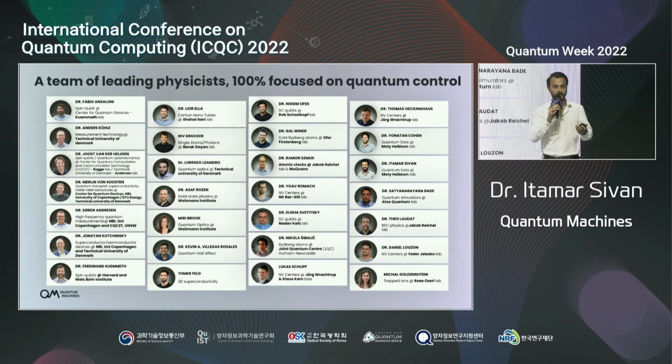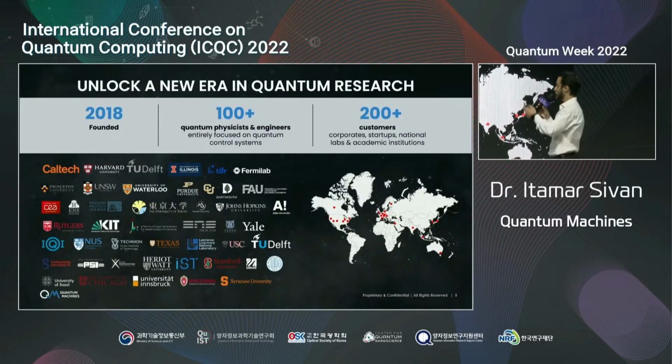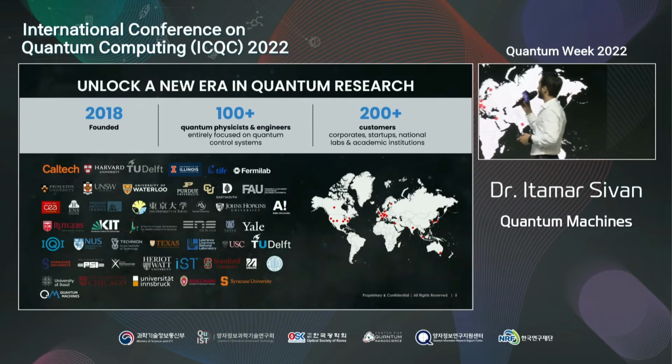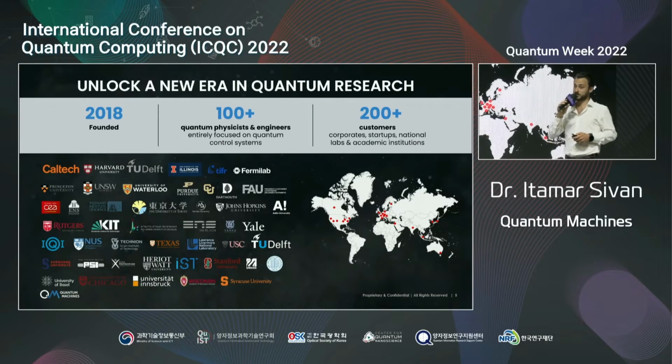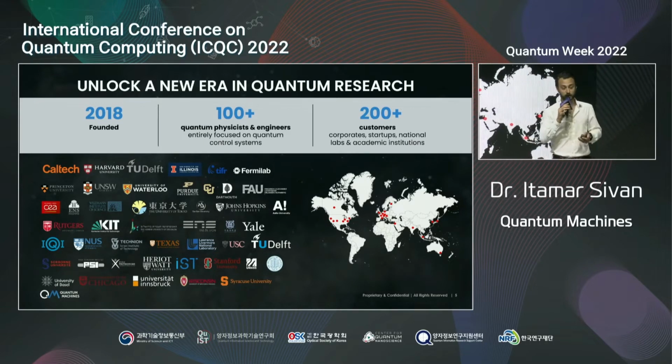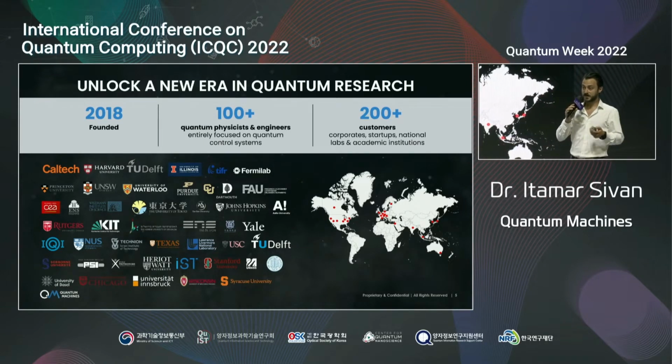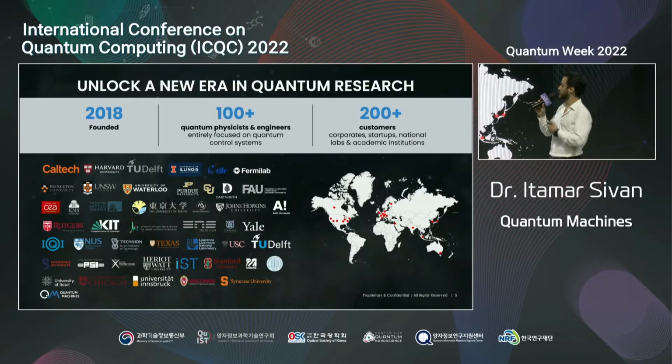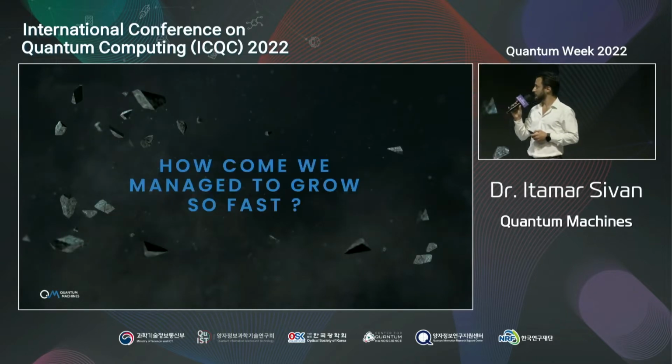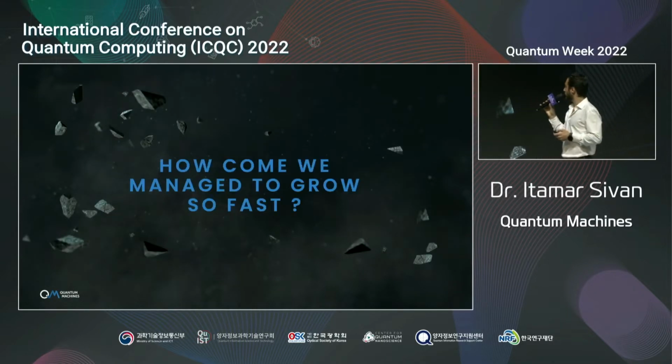Of course, we're a company and we have products, and in order to have products, physicists are not enough. So you also need engineers. By now, we're over 100 people in the company at Quantum Machines with over 200 customers, and we're spanning the entire globe. And this is all despite the fact that we started in 2018. And of course, you may ask the question, how come we managed to grow so fast, the company?